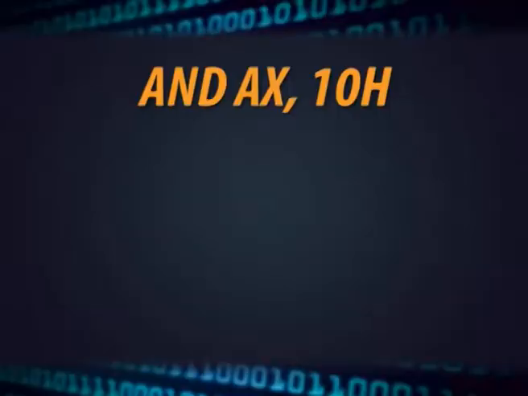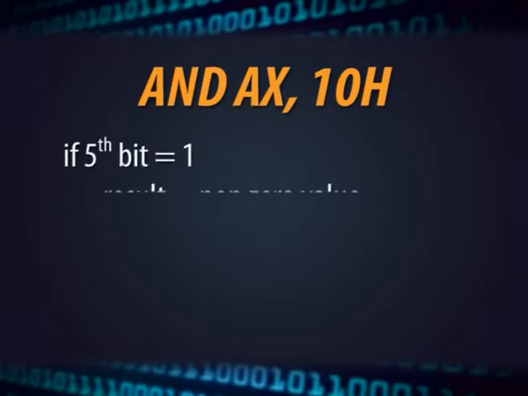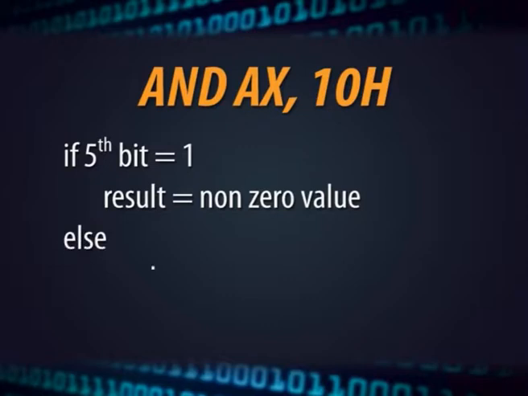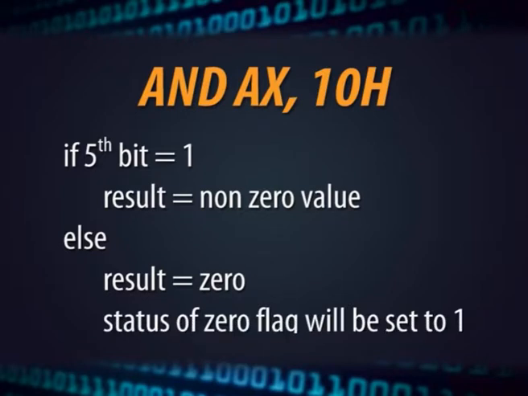The AND operation is typically used to check the status of a particular bit or set of bits. If we want to check whether the fifth bit from the right of the register AX is 1 or 0, then the instruction AND AX, 10H will result in a non-zero value if the fifth bit is 1, else the result will be 0. Accordingly, the zero flag will be set to 1 if the result is 0.